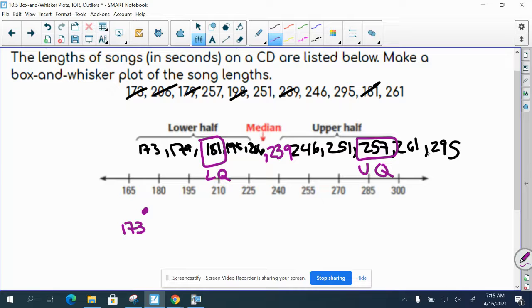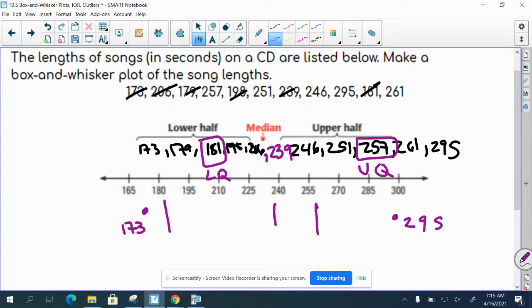And then 295 is close to 300. This is 295. Okay, and then our lower quartile is 181. So that means I'm going to put a line here for our lower quartile. And then our upper quartile is 257, so that's going to be around 255. I'll put a line here for our upper quartile. All right, and then our median is 239, so that's about here by 240.